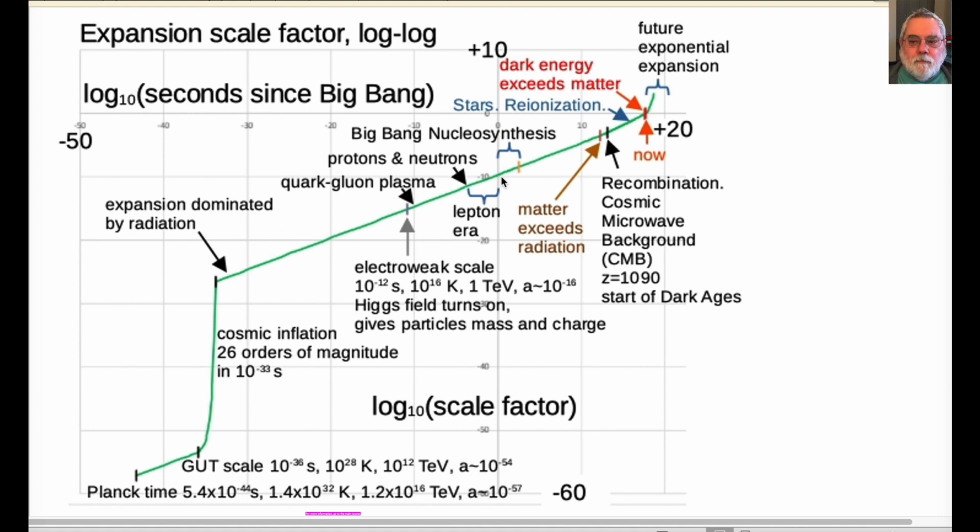From 2 seconds to 5 minutes, all neutrons became bound with protons, first as deuterium nuclei and then as helium-4 nuclei, with only a small amount of deuterium, helium-3, and lithium. This is called Big Bang nucleosynthesis. No carbon, oxygen, or nuclei heavier than beryllium were produced. We covered this in more detail in the main course.